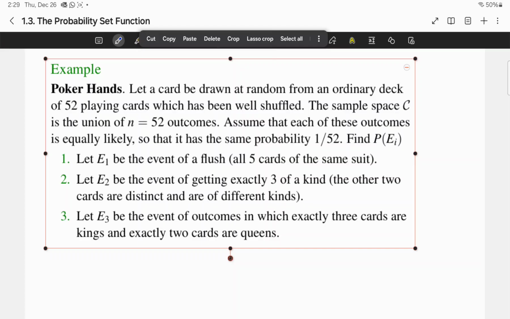So first, let E1 be the event of a flush, in other words, all 5 cards of the same suit. Then question 2, let E2 be the event of getting exactly 3 of a kind, then the other 2 cards are distinct and are of different kinds. And question 3, let E3 be the event of outcomes in which exactly 3 cards are kings and exactly 2 cards are queens. Okay. So let's check the solution.